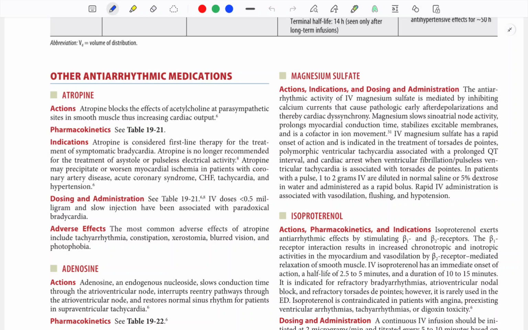And why don't we give atropine less than 0.6 mg? Because if we give 0.5 or lower, it will cause paradoxical bradycardia. What are the pharmacokinetics of atropine?